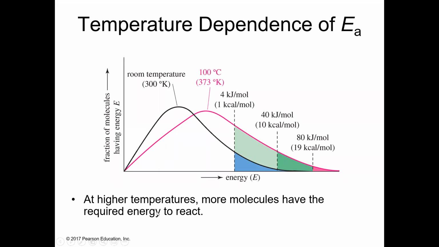Okay, so here we have some hypothetical reaction at 300 Kelvin and 373 Kelvin. The y-axis is the fraction of molecules having a certain energy. And these dashed lines represent different activation energies. And in all three cases, at the higher temperature, we have a greater fraction of molecules that exceed that activation energy.